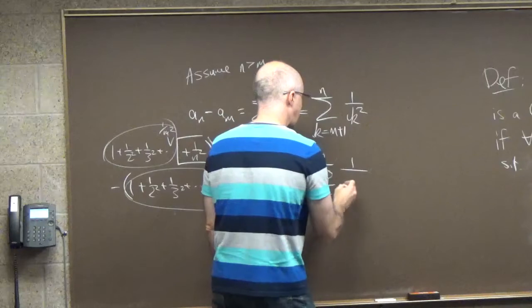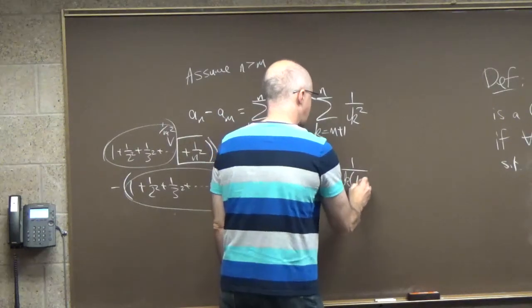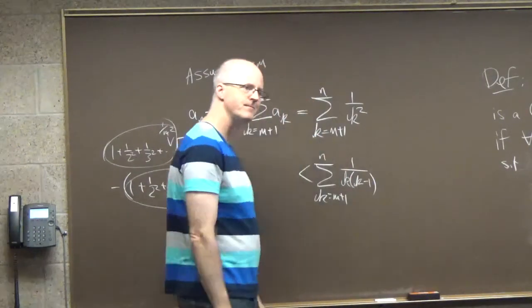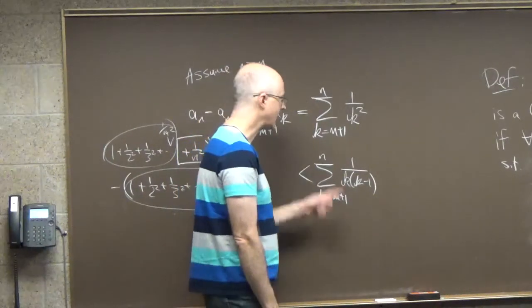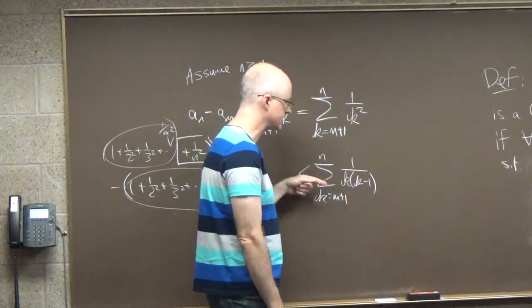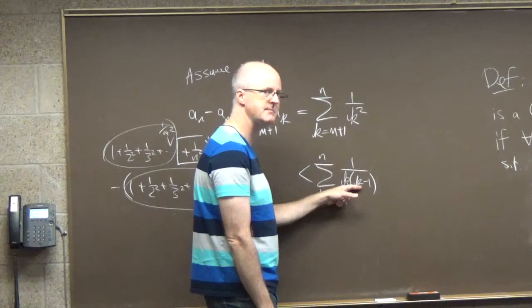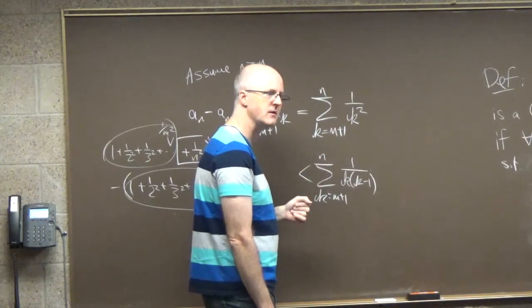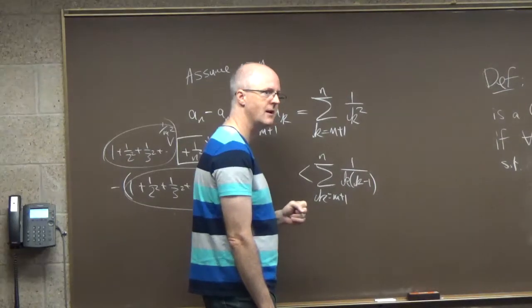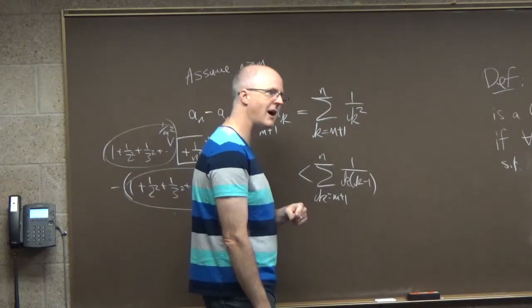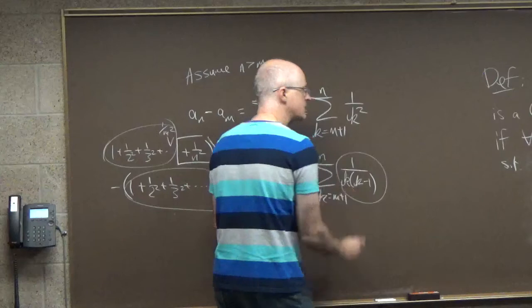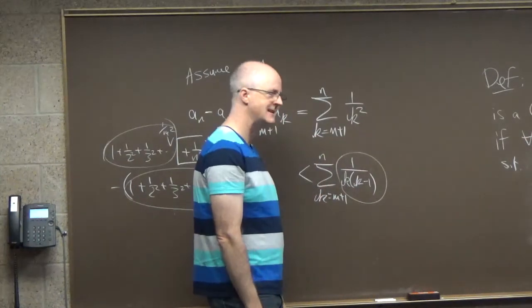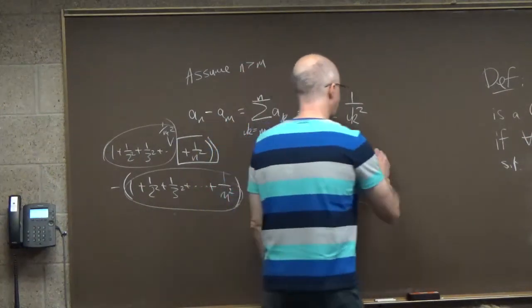Replace k times k with k times k minus 1. It's not the same summation, it's a different summation, but it's bigger. I'm dividing by something that's smaller. That makes the fractions bigger, it makes the summation bigger. That seems like it could be harder, but it actually is easier because you can now use partial fractions to write this in a special way.